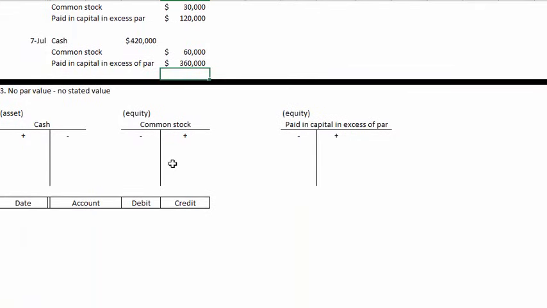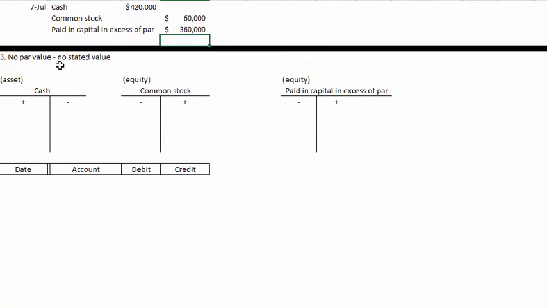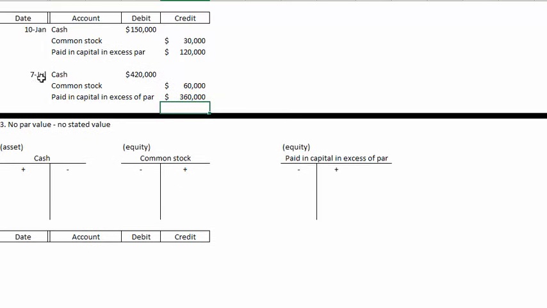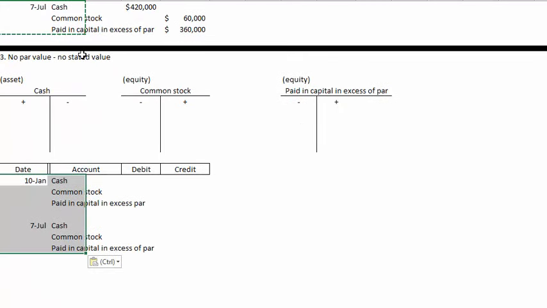Now third, if the stock has no par and no stated value, what do we do? I'm just going to copy these down quick. It has neither a par nor a stated value. So logically, it's not possible to have stock issued greater than par value or stock issued greater than stated value, because there is no stated and no par value. So it's not possible to have anything in the account called paid in capital in excess of par or paid in capital in excess of stated value because it doesn't exist.